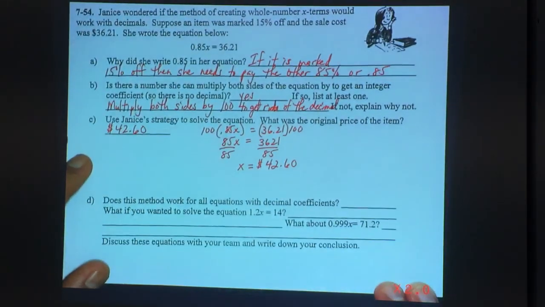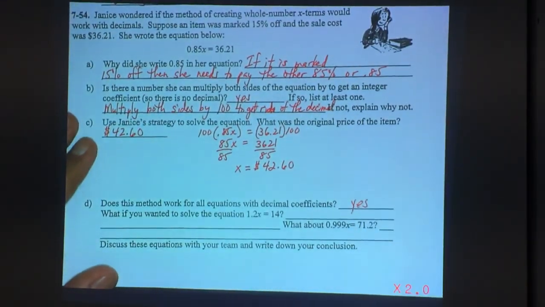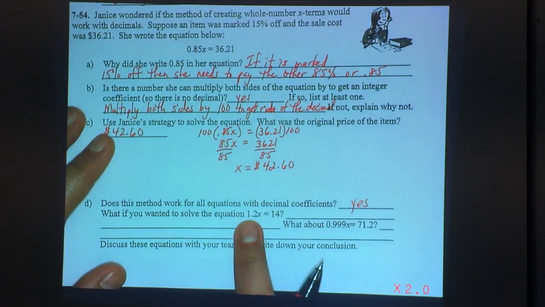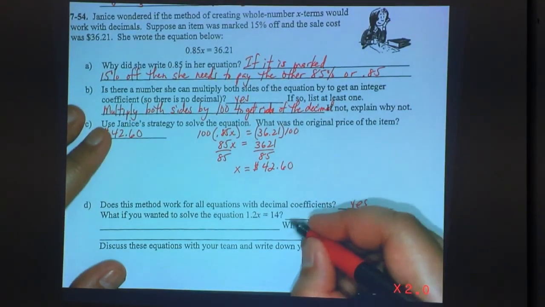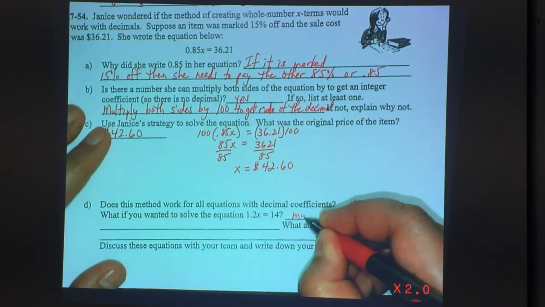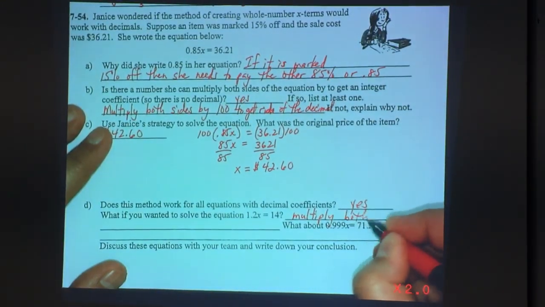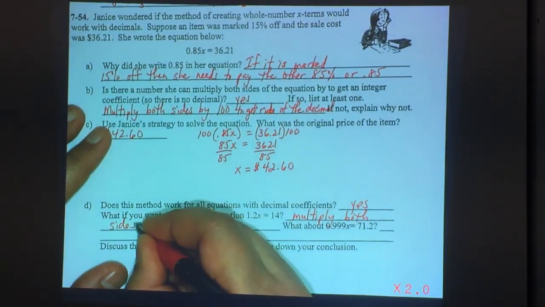Does this method work for all equations with decimal coefficients? Why, yes it does. Because you can always move the decimal, but you're figuring out how many places to move it based on the coefficient. And remember, the coefficient is the number in front of the x. So, how many decimal places does this have? 1. What do I have to multiply to move it 1 place? 10. But do I have to multiply both sides? Yes. Why? It stays equal that way. Multiply both sides by 10. They don't ask you to solve it, they just want to know how you move the decimal.